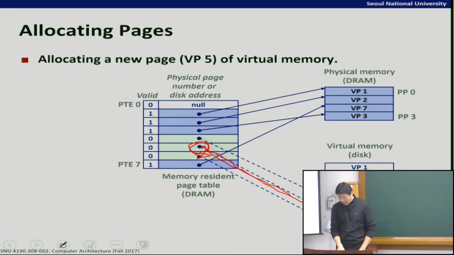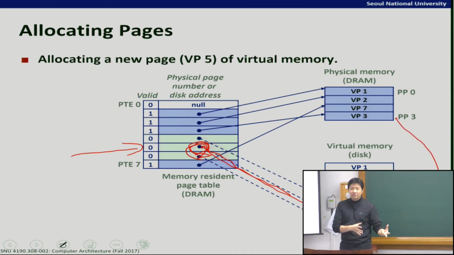Of course, after that, if you actually request a certain value in this page, then again it will cause a page fault, and this VP5 will be loaded into physical memory, right? Then you retry the instruction, and now you can read the value from there.